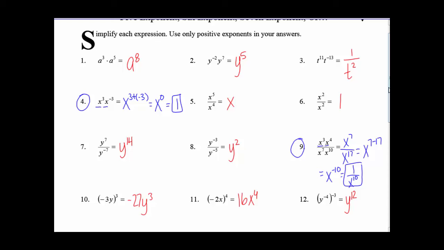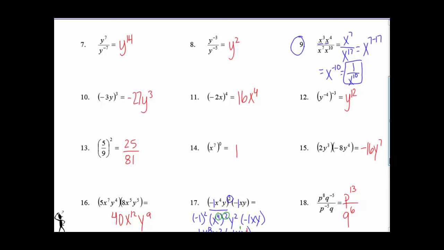All right, welcome back. So going through these answers for number 1, should have gotten a to the 8th. Number 2 was y to the 5th. Number 3 was 1 over t squared. Number 5 was x. Number 6 simplified to just 1. Number 7 should have gotten y to the 14th power. Number 8, y squared. Number 10, be careful of that negative sign. Negative 3 cubed still gets me a negative, so negative 27 y cubed.